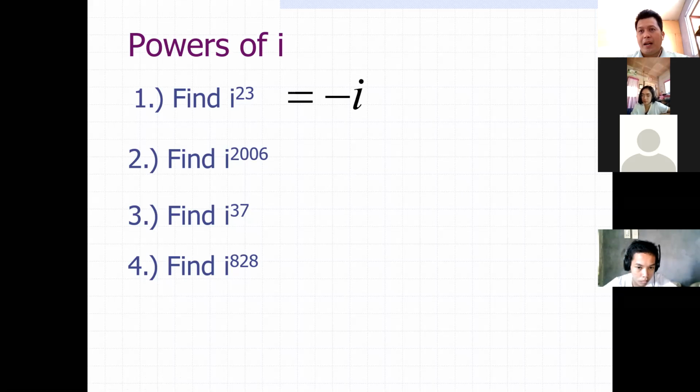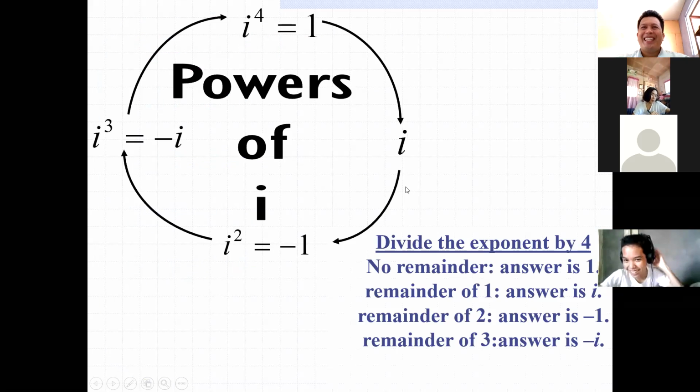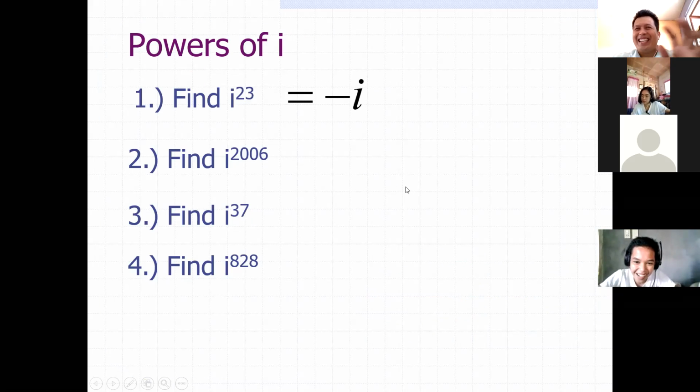What about number 2, Harl? Do you have an answer for number 2, Harl? Sorry. There's already a solution. My goodness, I accidentally scrolled down. So in number 2, I'll just give the answer, Harl. If you divide 2006 by 4, the remainder is 2.